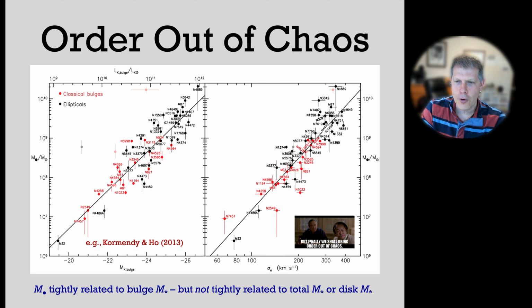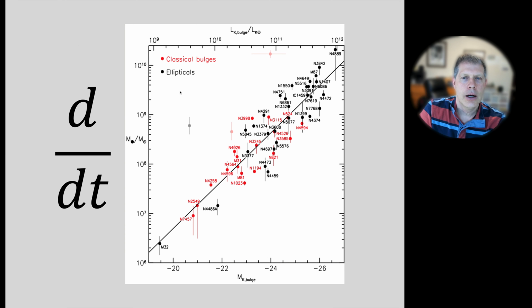But somehow order has emerged from chaos. So Egg Shen would be happy about that. And how could that happen? Or can we see evidence of this? Can we see evidence of feeding of supermassive black holes that would lead to this relation, or that would at least maintain this relation? And the answer seems to be, yes, we can.